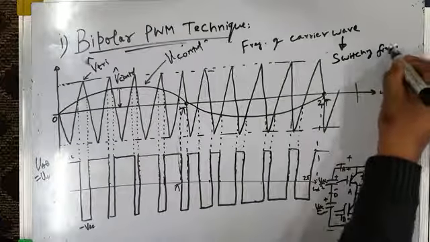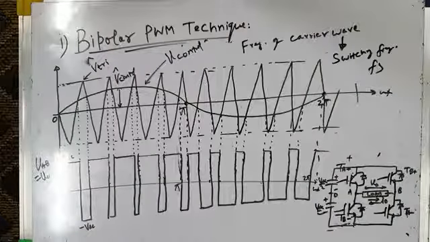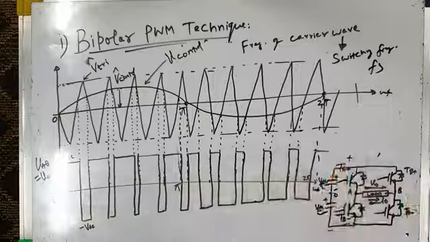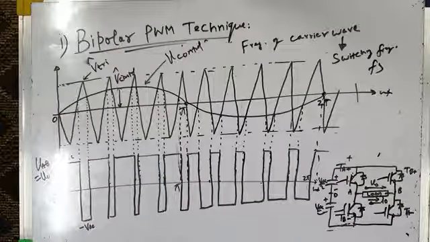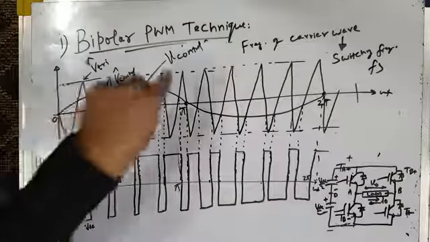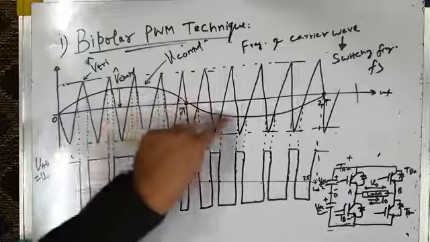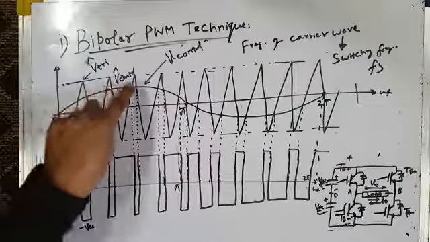Switching frequency, Fs. If the triangular carrier wave has a frequency of 5 kHz, my switching frequency of the inverter will also be 5 kHz. If the triangular carrier wave has a frequency of 20 kHz, the switching frequency will also be 20 kHz. And what about the frequency of the fundamental component, the frequency of the reference sine wave?